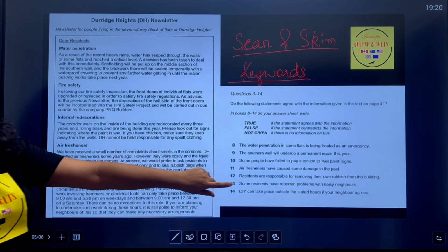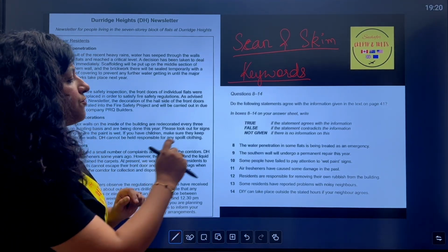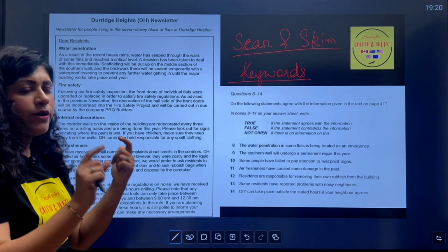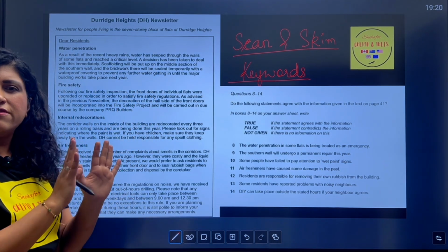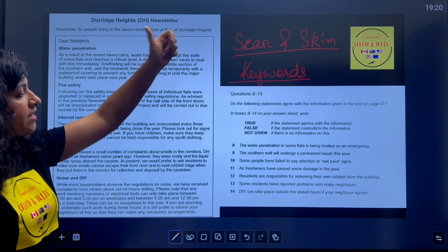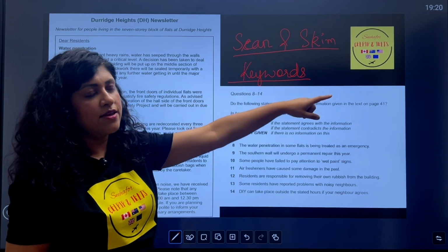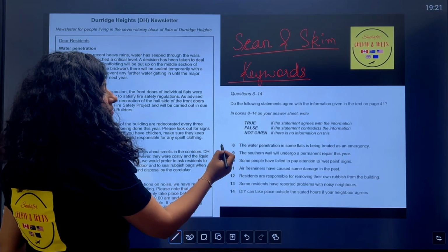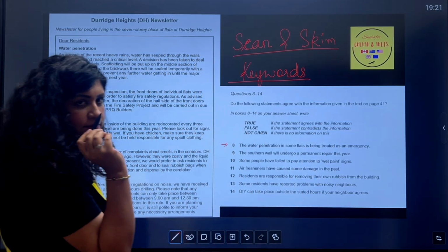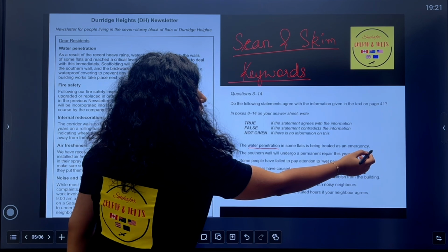And in the first few types of question, first you scan, then you skim. So first you try to find the keywords. Once you have located the keywords, then quickly read the text around those keywords to understand whether the information of the text is the same as that of the question. So you first scan and then skim. So if I come back to question number 8, the water penetration in some flats is being treated as an emergency, the keywords here would be water penetration, emergency.